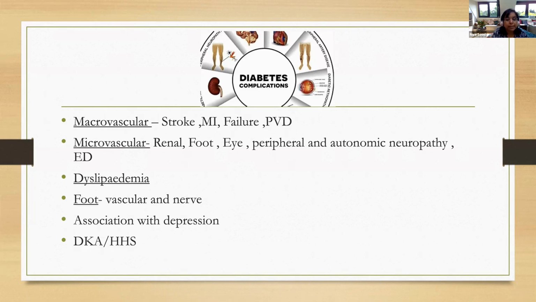Then microvascular. Microvascular is pretty much that it can affect the kidneys, the foot could also be in a way macro as well, the eye, and it can affect peripheral and autonomic neuropathy. By that I mean these are autonomic nerves. So if I suddenly stand up, my heart rate would automatically be adjusted.